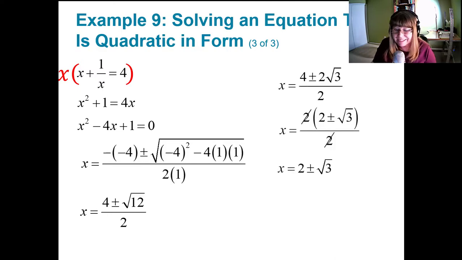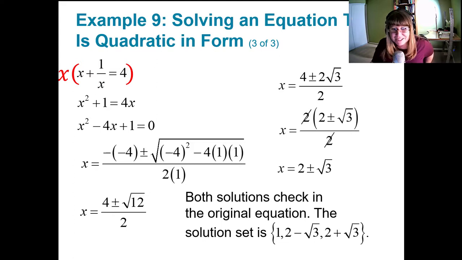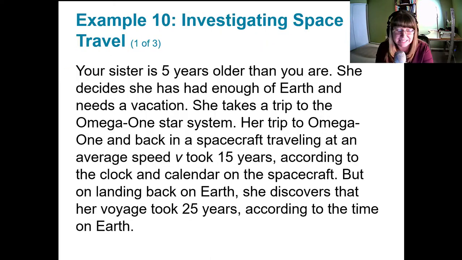And it turns out that both of these possible solutions are indeed solutions. Yes, you would have to throw it in. You would have 2 plus the square root of 3 plus 1 over 2 plus the square root of 3. That turns out to be 4, and the minus also turns out to be 4. So we have three solutions to this problem.